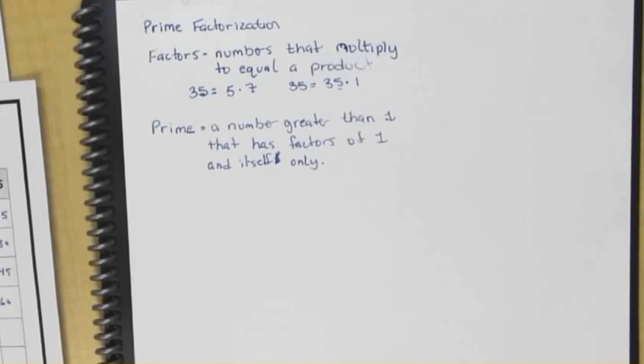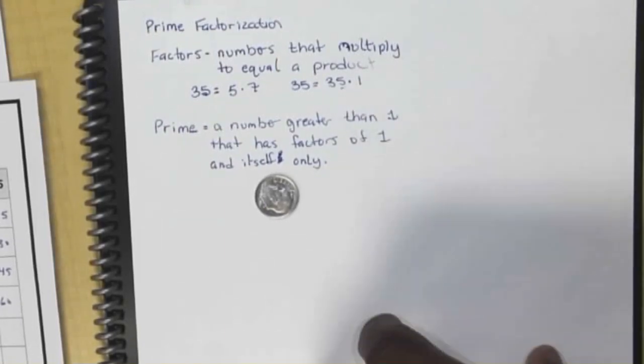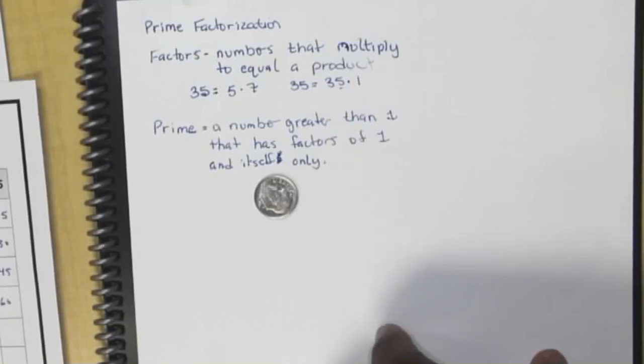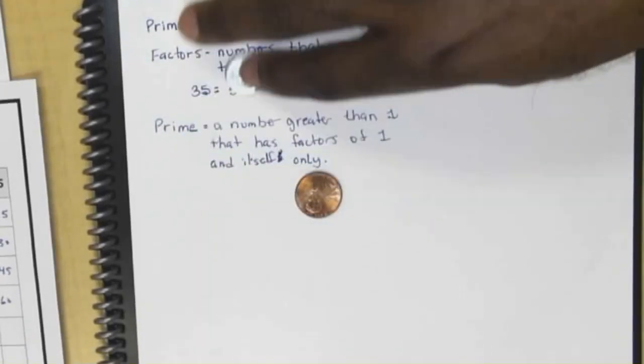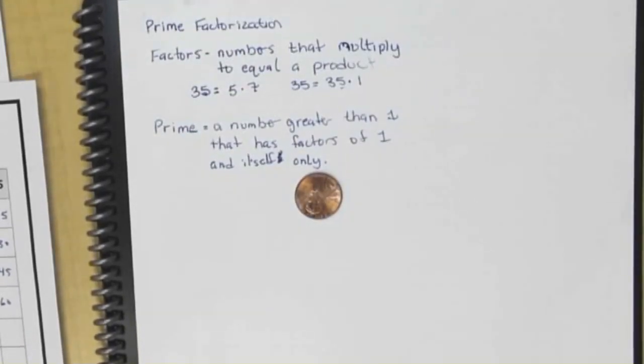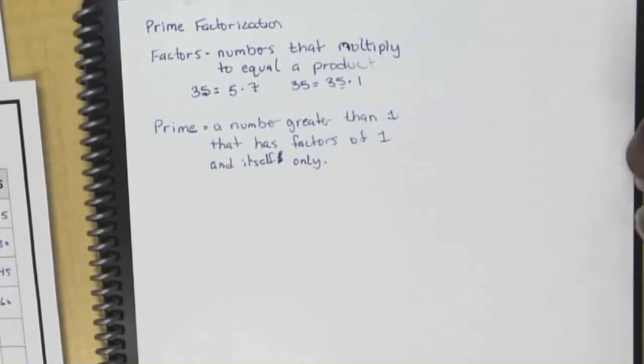So for instance, this dime is not prime, because I can break that down a number of ways. What's one way you can break down a dime? 2 nickels. What else? 10 pennies. I can do 5 pennies and what? 1 nickel, right? So that's not prime. Why is the penny prime? You can't break it down anymore. Okay? So what I mean by that is this.